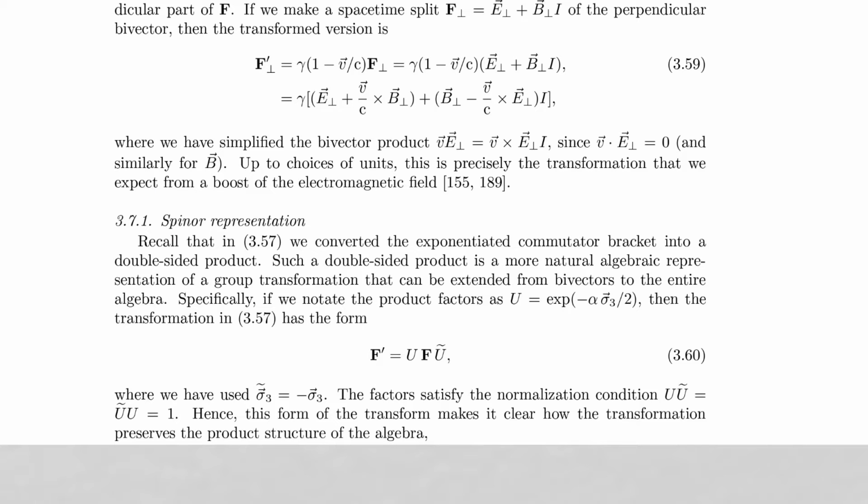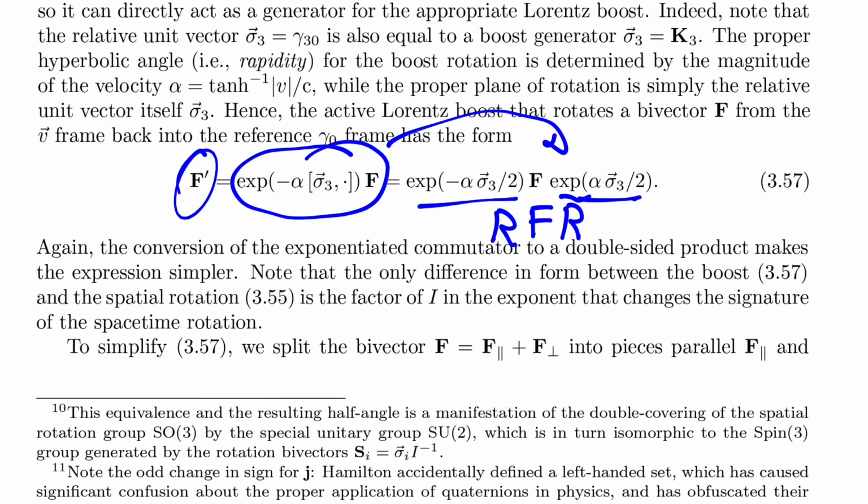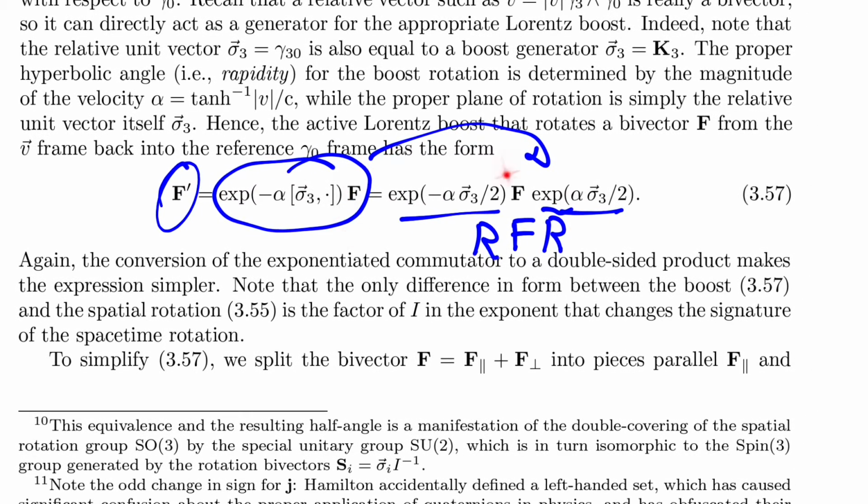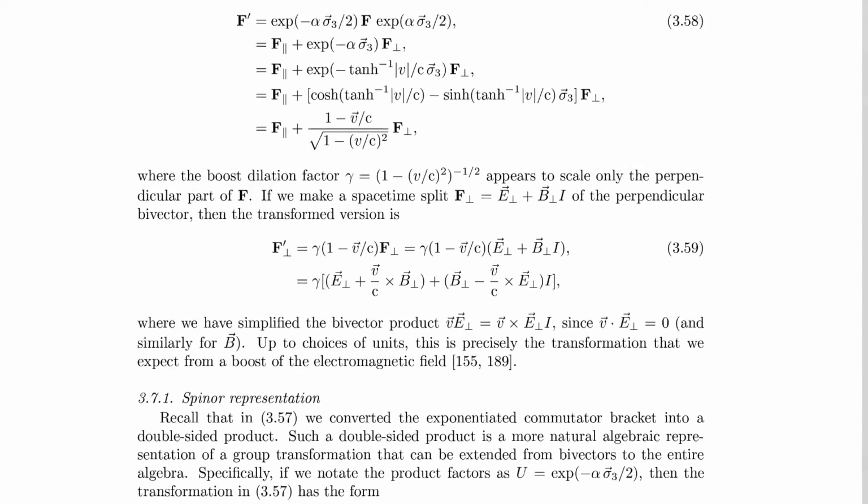So let's begin reading. Recall that in equation 3.57, we converted the exponentiated commutator bracket into a double-sided product, right? I just showed you that, didn't I? That was this whole thing right here. The exponentiated commutator bracket is right here. There's the commutator bracket. And notice this was just on the left side, but we converted it to this thing. I spent quite a bit of time demonstrating why this was the case. But this becomes a two-sided product of regular exponentials. And this is the form we use to represent the rotation of F. We never use this form. We use this form all the time. That's what they're saying here.